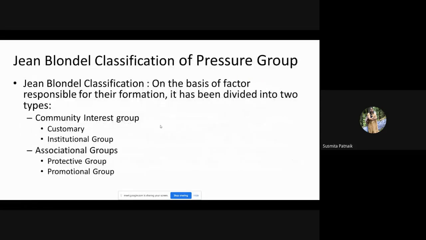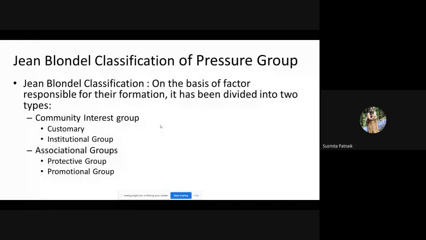On the basis of formation, pressure groups are divided into community interest groups and associational groups. Community interest groups means the group that promotes or satisfies the interest of the community. It has again been divided into customary and institutional. Associational groups are again divided into protective and promotional.